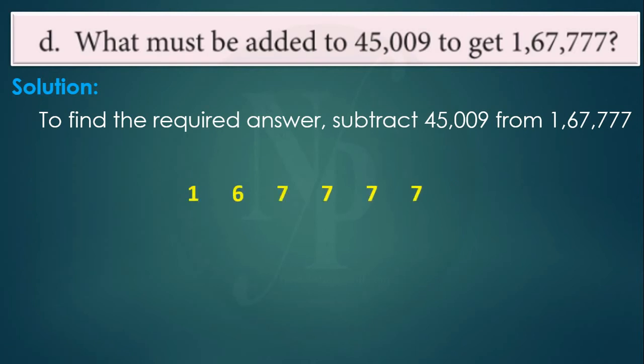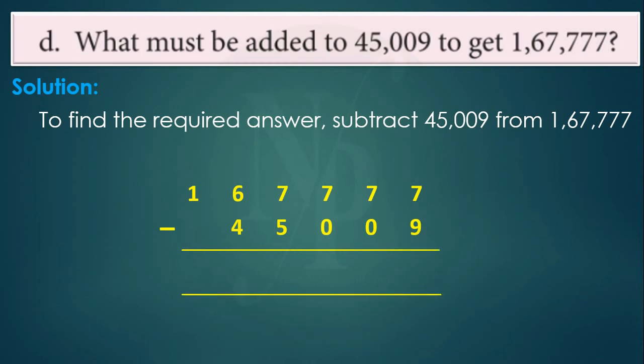Let us write down the given numbers one below the other for subtraction, and let us subtract to find the required answer, or the other number which is to be added with the given number to get 1,67,777 as sum. Let us subtract now. Subtracting 9 from 7 is not possible. You have to regroup, make this a 6, and this now becomes a 17 once. Subtracting 9 from 17, you get 8.